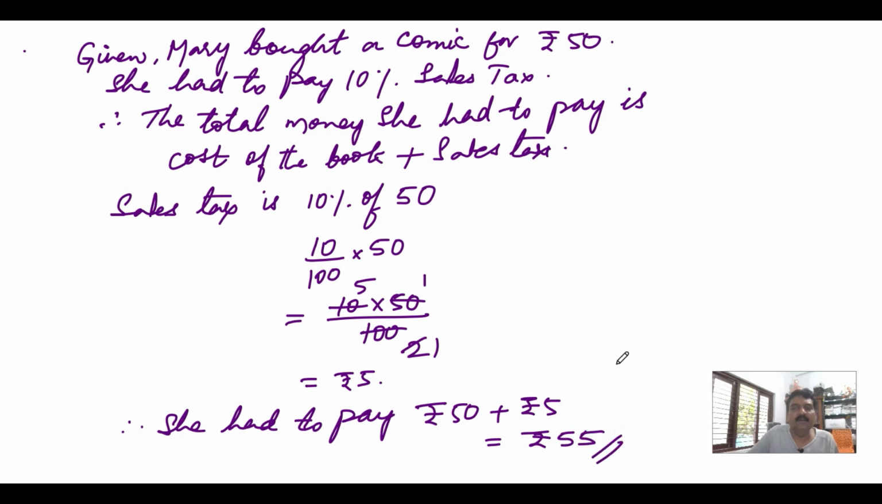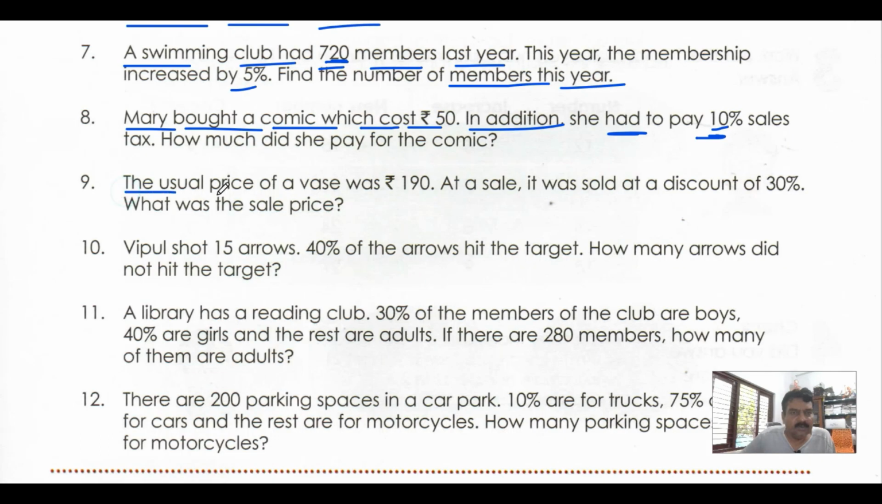This is your answer. The usual price of the vase was 190. At a sale, it was sold at a discount of 30%. So here there is a vase, right? That is a flower vase, you can say.